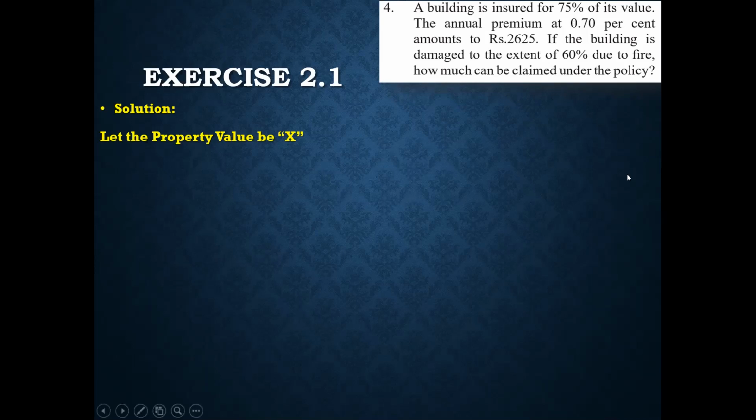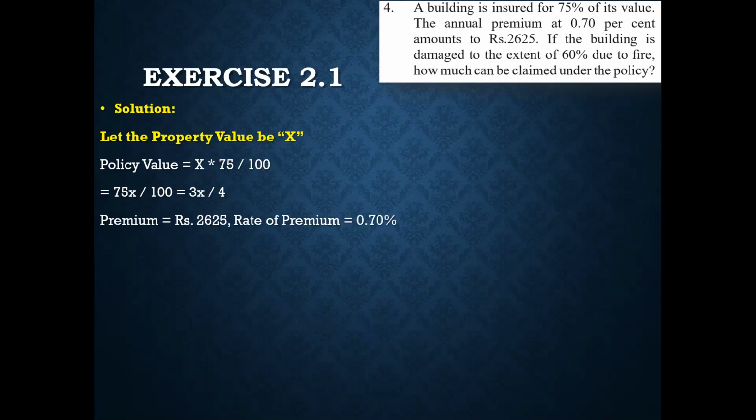Now, as you can see, 75%, that denotes that that will be the policy value percentage. So policy value is equal to X into 75 by 100, which gives 75X by 100, which is nothing but 3X by 4 after reduction. Premium rupees and premium percent, both are given. That is amount 2,625 and percent 0.70. So we'll put the formula. Premium is equal to policy value into R upon 100. 2,625 is equal to 3X by 4 into 0.70 by 100.